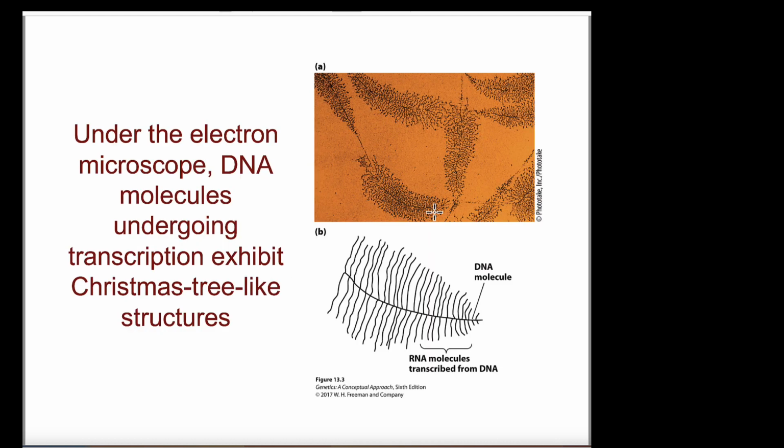If you look at this diagram, you see that, looking under an electron microscope, DNA is undergoing active transcription, and it looks like what they call a Christmas tree structure. You have this primary strand, which is your DNA molecule, and branching off of it you have these small branches, which are indicative of RNA molecules being transcribed. So there are multiple molecules of RNA being actively transcribed at one time. This is specifically an experiment that was done around 1970 using oocytes, so that's what you're looking at there.